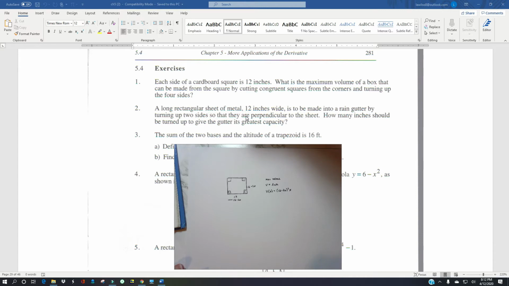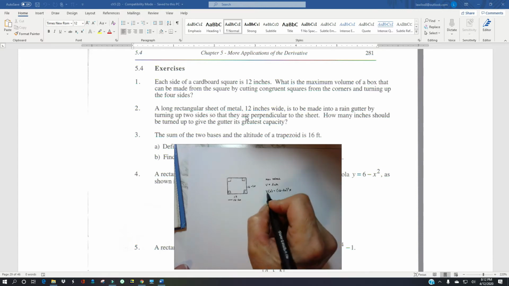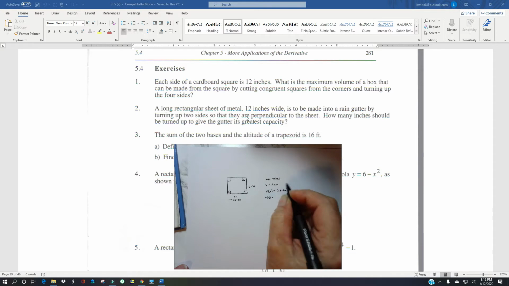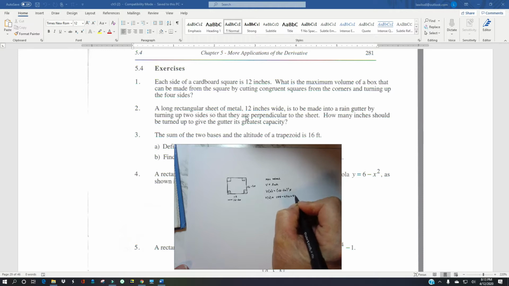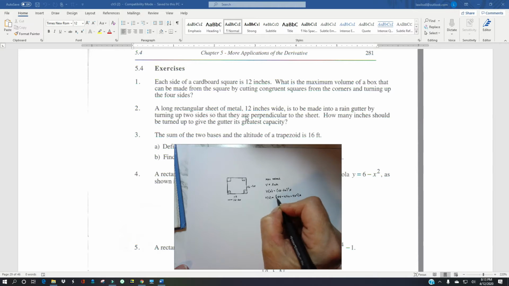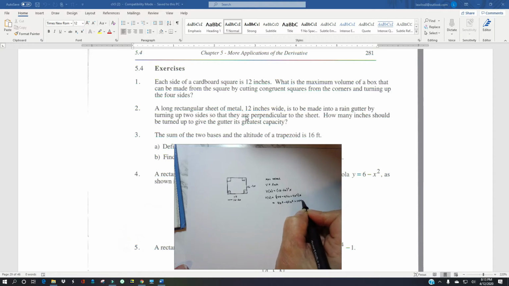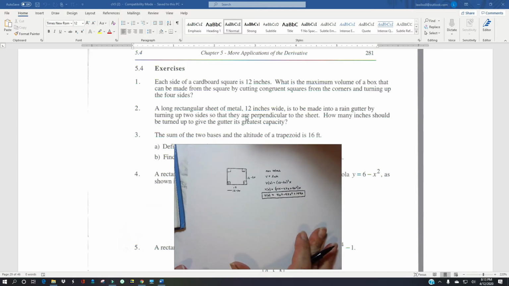And I'm going to go ahead and simplify that. So let's FOIL this out. We're going to have 144 minus 48x plus 4x squared times x, and now I'll distribute this x back in. So we're going to have 4x cubed minus 48x squared plus 144x. So that's my V of x. I'm good. I've got a formula, a function in one variable.